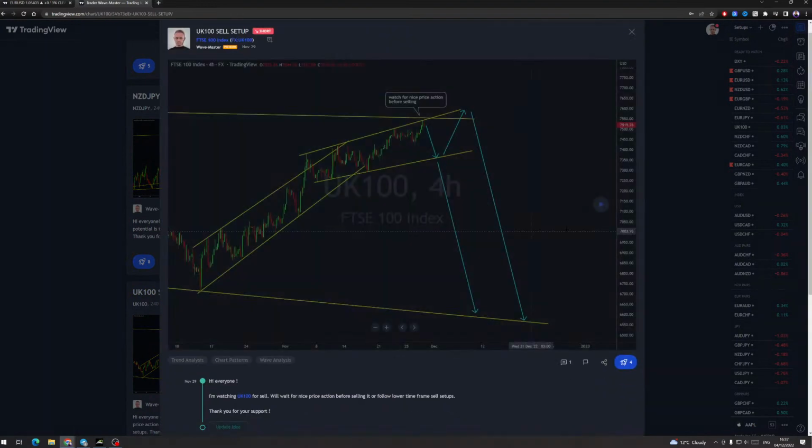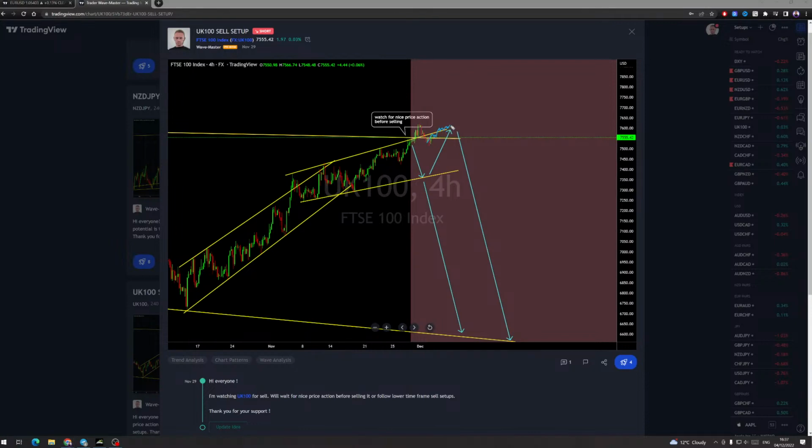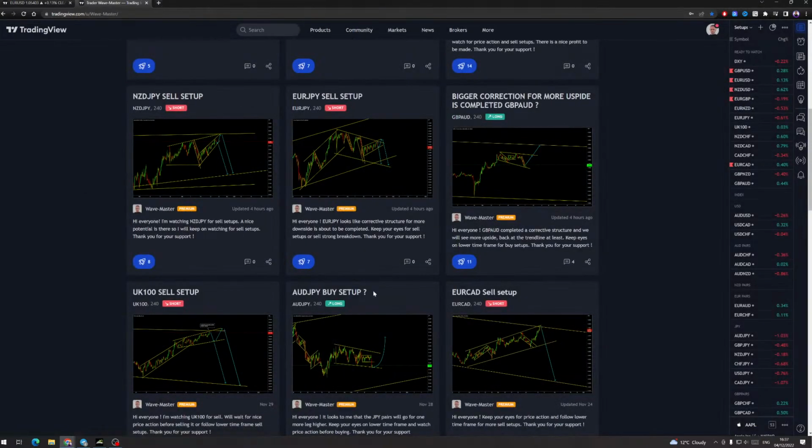UK 100 is still there, but it's correcting. That's still not a good reaction for a sell. What I would love to see is something like this and then a drop back to the trend line at least. We just have to see what the price is trying to do. It's not ready yet, but definitely you have to watch it. Don't trade it, just watch it.